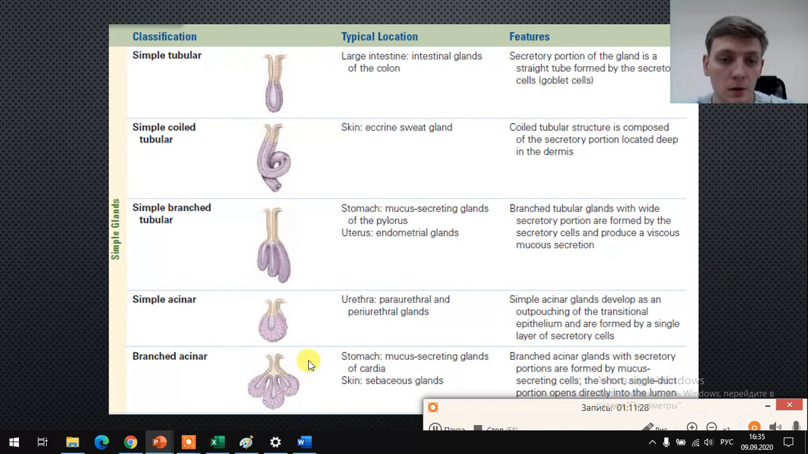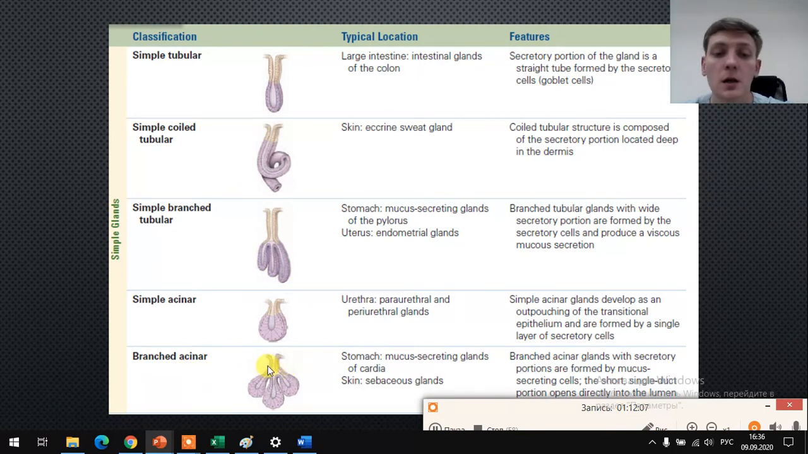Let's talk about acinar glands. Simple acinar glands are located in the urethra, in paraurethral and periurethral glands. These simple acinar glands are always formed by transitional epithelium, as we discussed before. So invagination of transitional epithelium forms the simple acinar gland shape. And so, I already said, paraurethral and periurethral glands. They are necessary to help the transmission of sperm along the penis.